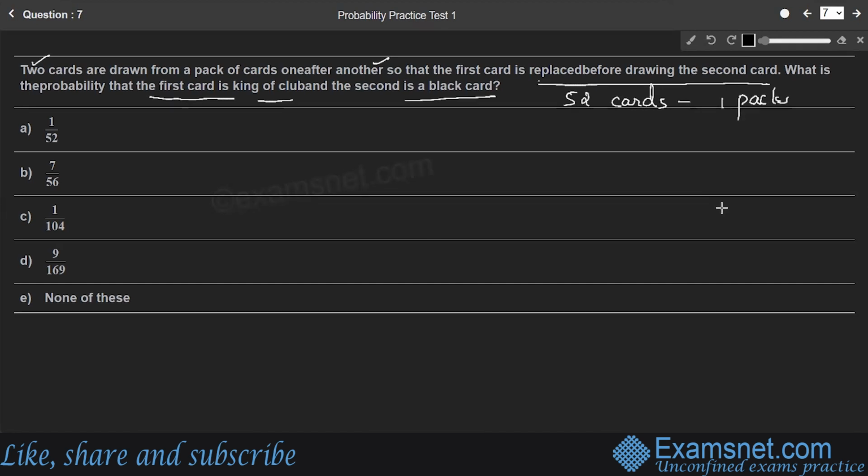Right? So here we need to find probability that the first card is King of Club. So what's the probability of getting one card as King of Club? How many King of Club cards will be there in a pack of cards? There is only one King of Club, right? Therefore, probability of getting a King of Club is 1 out of 52 cards. And probability of getting black card, for that we need number of black cards, right? How many black cards will be there in a pack of 52 cards? There will be 26 black cards in a pack, right? Therefore, probability of getting black card is 26 out of 52.